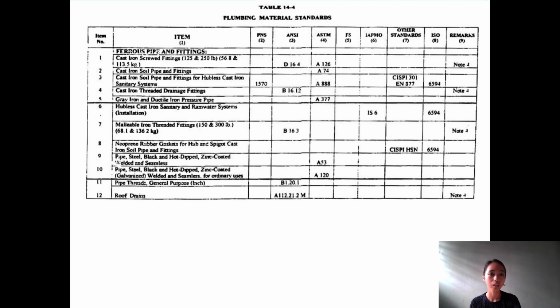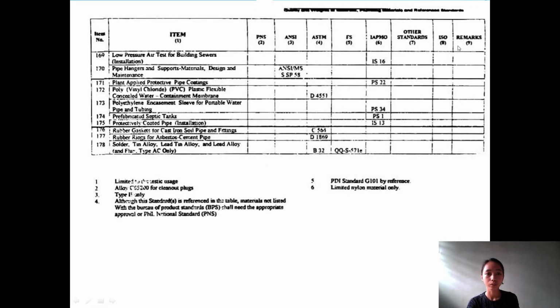Item number, the item, the PNS, ANSI, ASTM, FS, IAPMO, other standards, and ISO. These eight are the standards. Then remarks. Remarks are found here. There are 1, 2, 3, 4, 5, and 6 remarks.